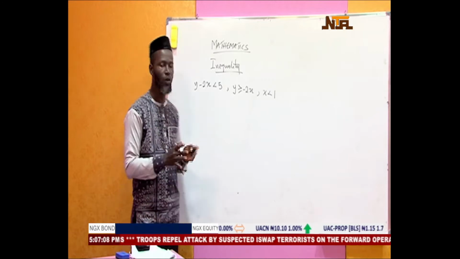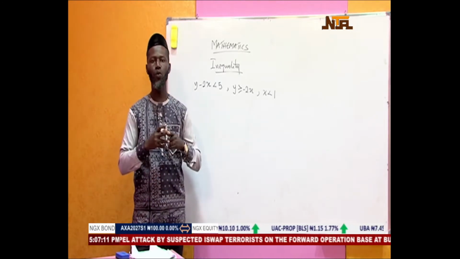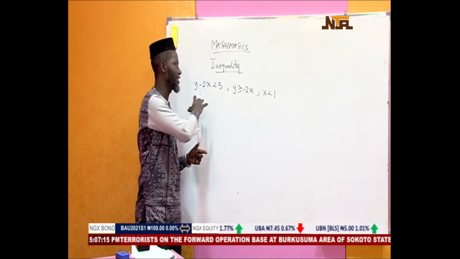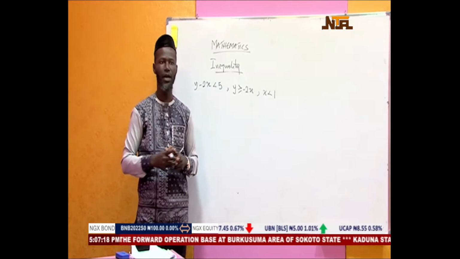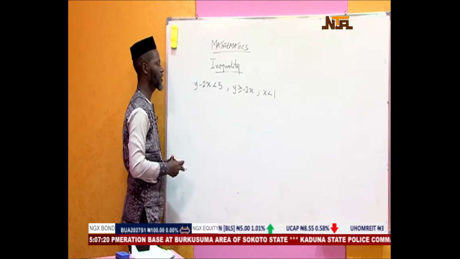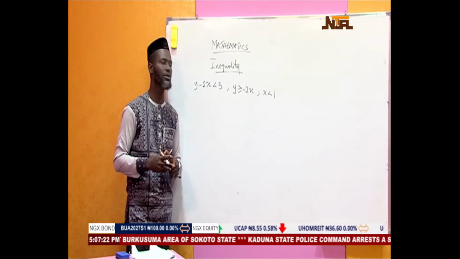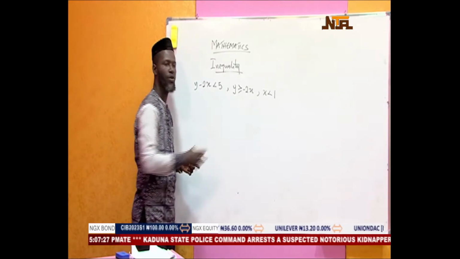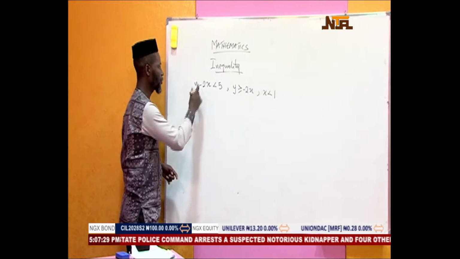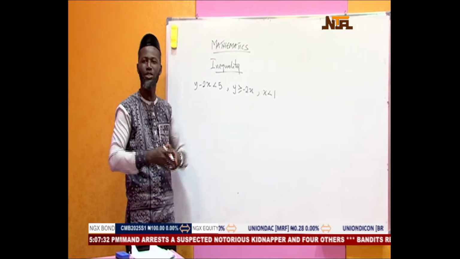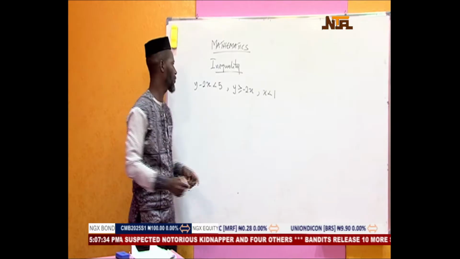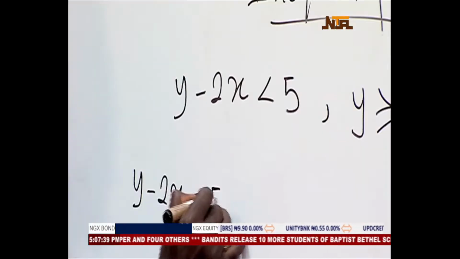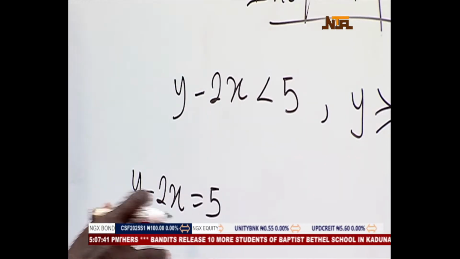Now, I want to represent this on a graph. I want to indicate and shade the region that satisfies these inequalities. Now, the first thing to be done, in order to have our graph, we need coordinates. So we need coordinates for this, and coordinates for the last one. For the first one, you assume that this is a normal equation, which is y minus 2x is equal to 5, because we want to have a straight line graph for this.